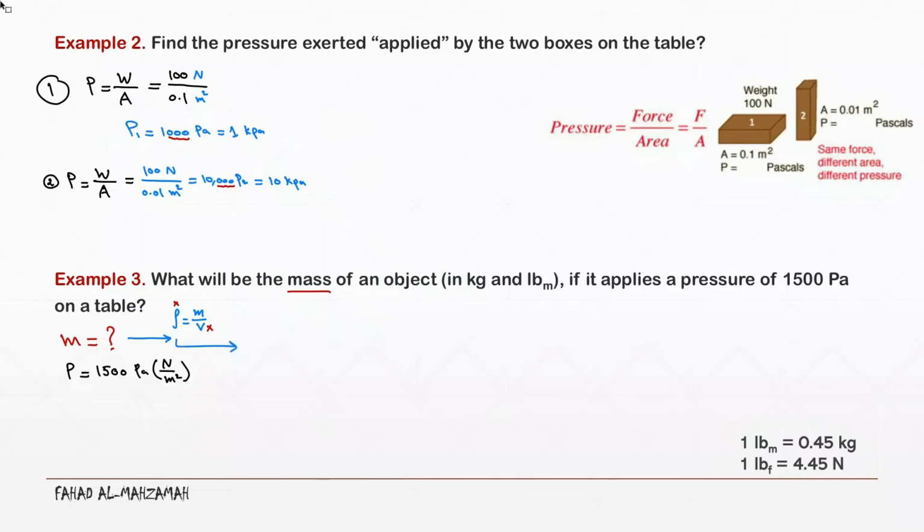Any other formula? Yes, we know that mass is in the weight formula, and the weight is M multiplied by G. Now, do we have G? Yes. The mass is the one we need to find. Do we have the weight? No, but we can find the weight in the pressure formula. We know that pressure is equal to weight over area.